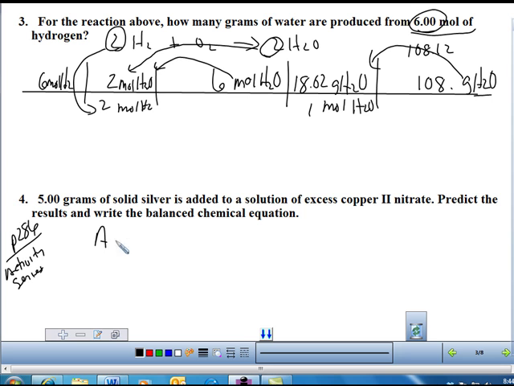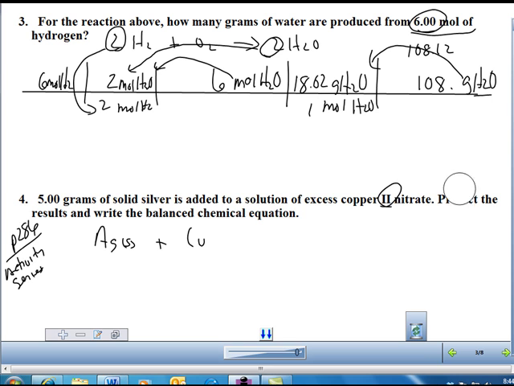So we got silver. We're going to add solid silver to copper 2 nitrate. The equation for copper 2 nitrate is what? That 2 is a 2 plus. Okay? You're not allowed to write it. People are still trying to write it. I'd rather have you write it and know it than not. But you're not allowed to write it.